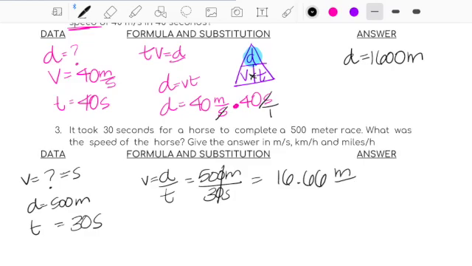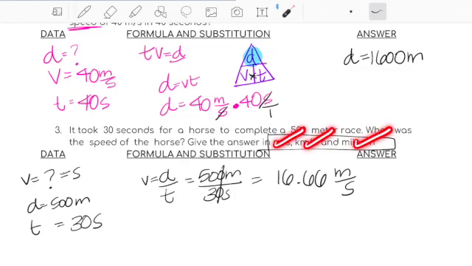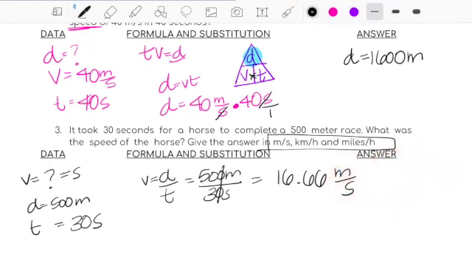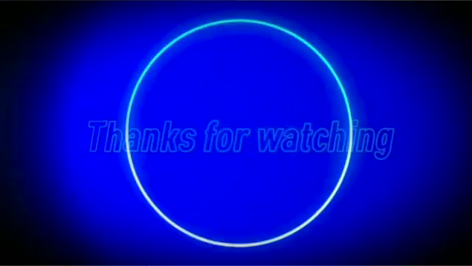16.66 meters per second. Now, I might ask you on the exam to give me answers in meters per second, kilometers per hour, and miles per hour. How will I do that? Well, if I'm changing meters per second to kilometers per hour, it means that I need my double box procedure. So if you want to remember how the double box procedure is done, please watch the video about double box procedures, okay?